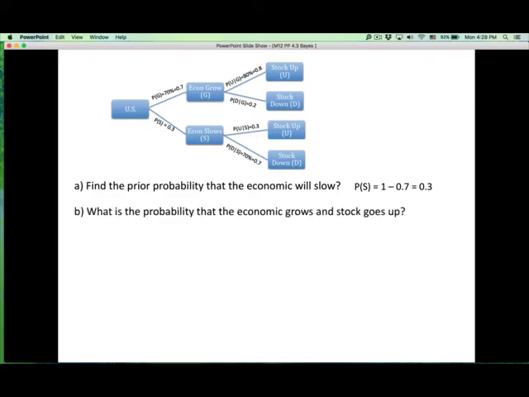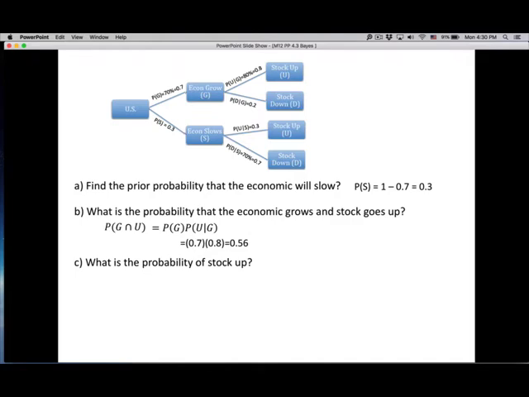Okay, B, what is the probability that the economy grows and the stock goes up? So we know to find the probability that first the economy grows and then the stock goes up, we're going to write it like this: probability that the economy grows and then the stock goes up. We'll be using the multiplication rule here. Remember the formula? It should be equal to that. And then we know the probability of G already, right? That's 0.7. And then this is the conditional probability, we got it from here also. So plug it in, you're going to get 0.56.